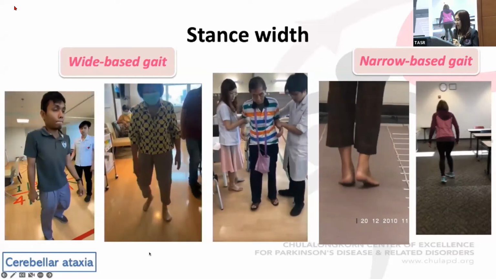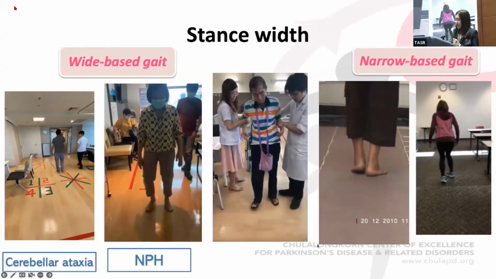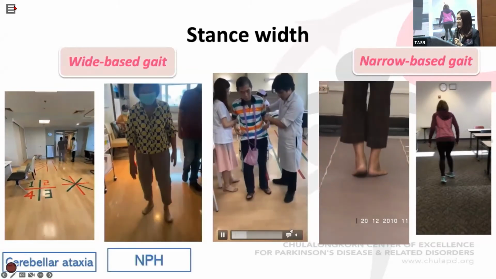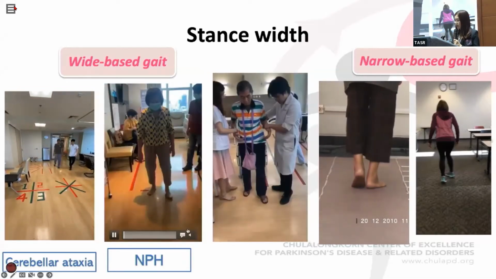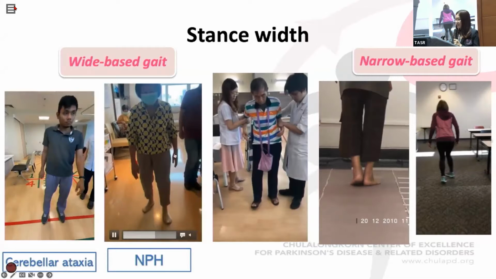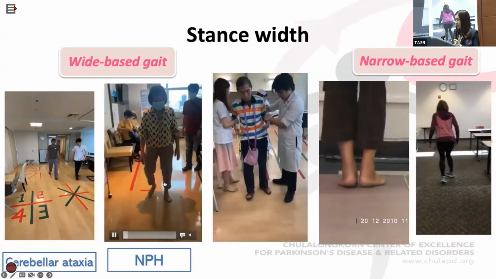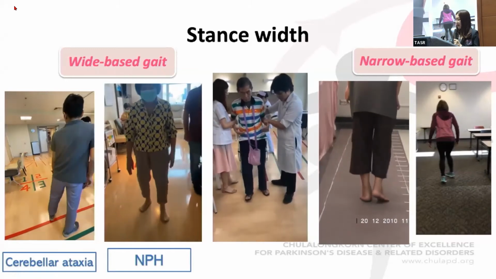Patients with NPH in the second video also have wide-based gait, but you'll notice that the step is a little bit short and she hardly lifts her feet from the floor. The most important thing in the second video is that the arm swing is normal. You see that her arm swing is normal. So we call this the lower half Parkinsonism.